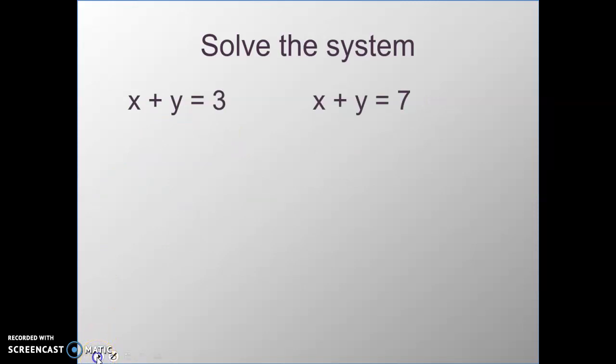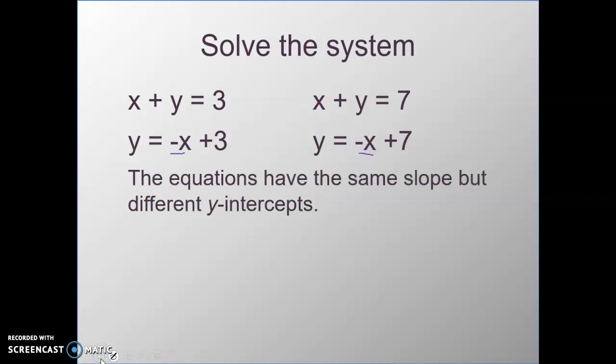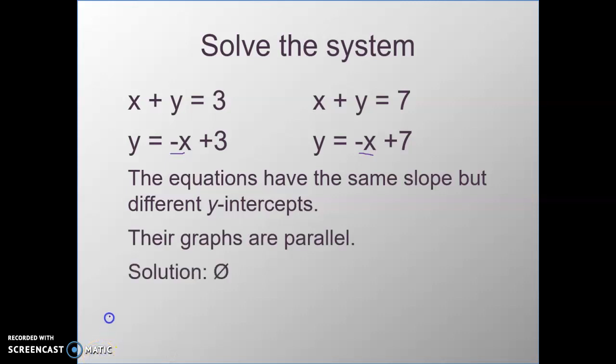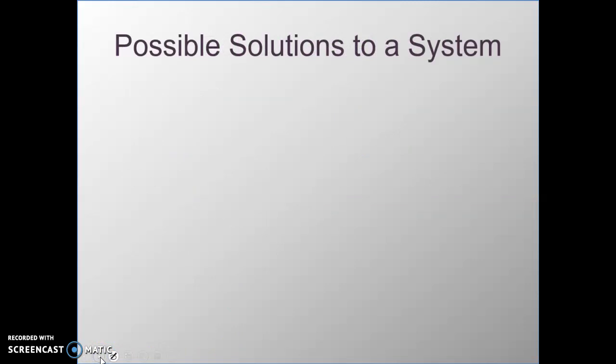x plus y equals 3 and x plus y equals 7. Here we have the same slope, but not the same line because they have different intercepts. But because they have the same slope and different y-intercepts, they are parallel. Parallel lines never cross, so our solution is nothing, null, not able to have a solution. They don't cross.